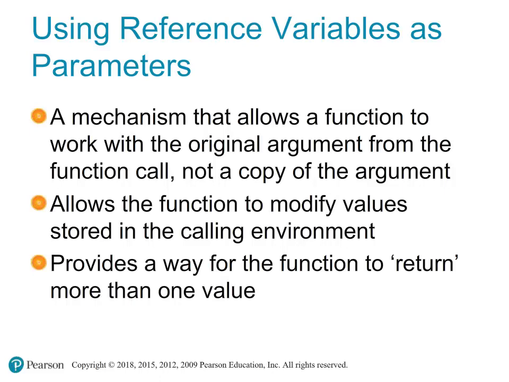Pass by reference is a mechanism that allows a function to work directly with the original argument from the function call, rather than a copy. This enables the function to modify the argument's value in the calling environment. There are two reasons: to modify values in the calling environment, and to allow a function to return more than one value. In C++, you can use the ampersand symbol to indicate a parameter should be passed by reference.